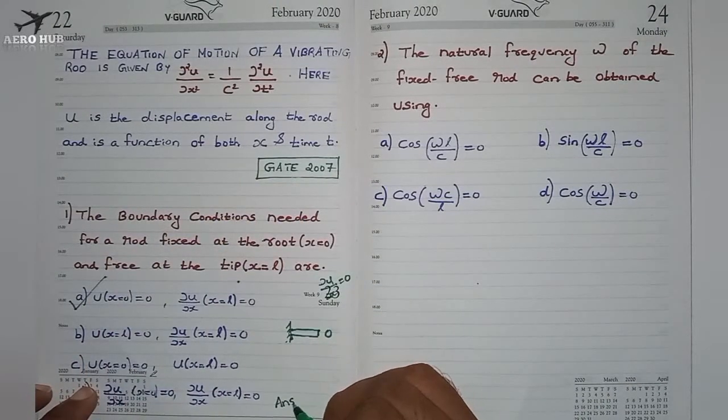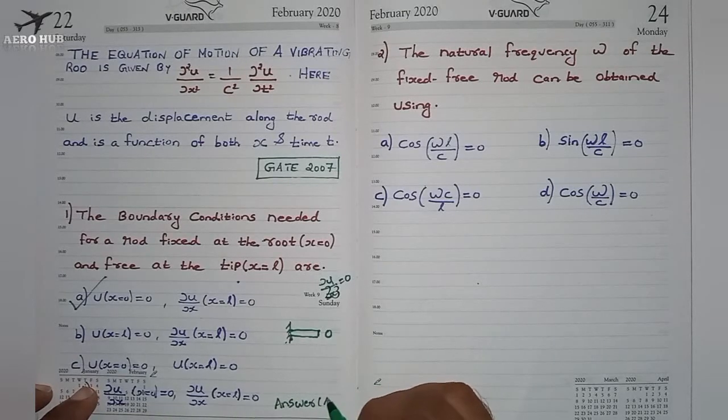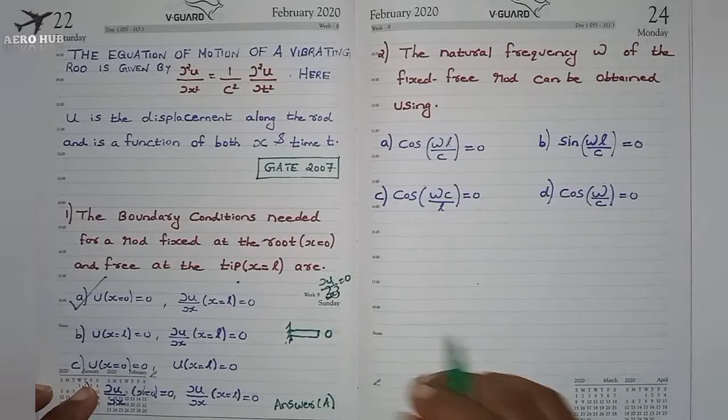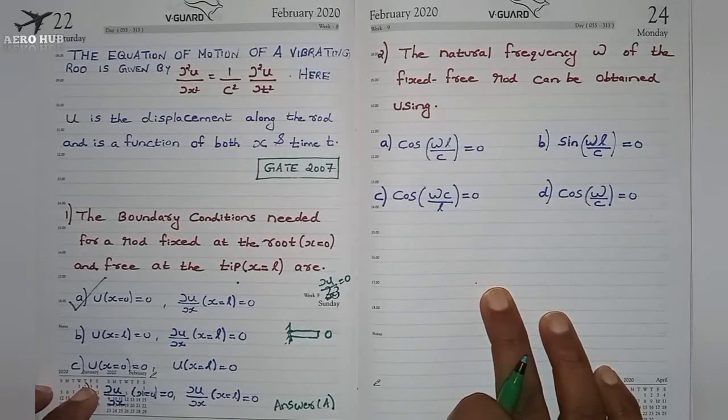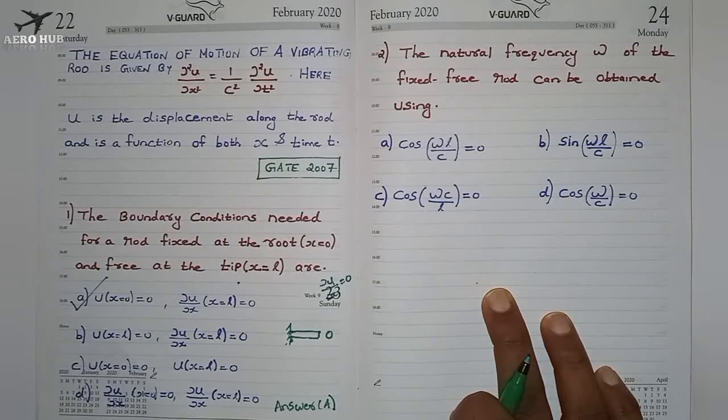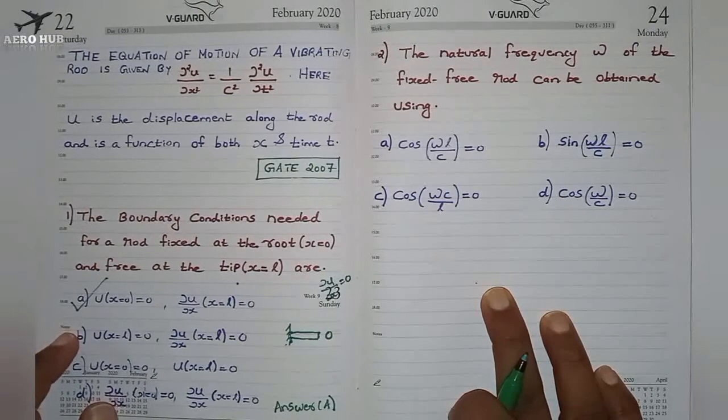We have displacement equal to 0 at the root and the strain equal to 0 at the tip. You have to remember that when the strain at the tip is equal to 0, it doesn't mean that the displacement at the tip is equal to 0. There will be a displacement at the tip, but the strain will be equal to 0 for a vibrating rod. This is the condition.